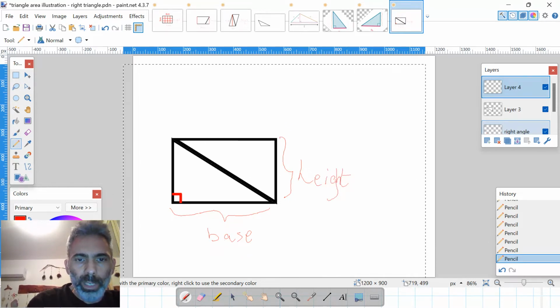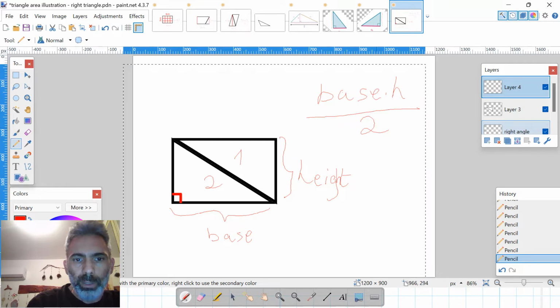Okay, so base times the height gives us the area of both the triangles, but we only need to calculate one of them. So we divide it by 2, base times the height divided by 2, because we have two identical triangles.